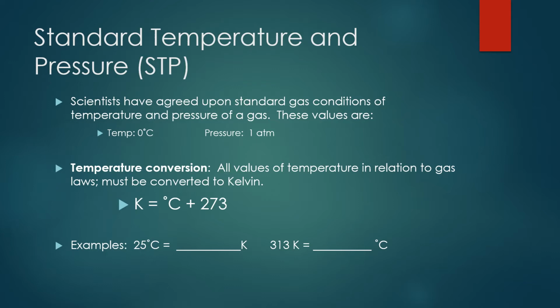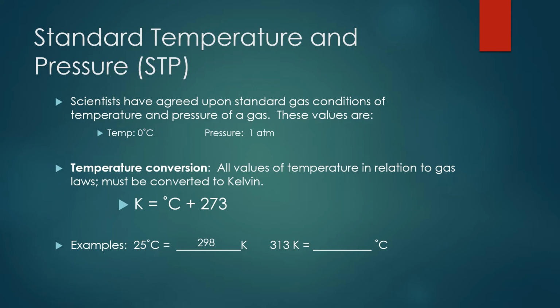Down here we have a temperature conversion because all temperatures in relation to gas laws must be converted into Kelvin. So we're going to do a couple examples to make sure we understand how to do it. In the first example, we have 25 degrees Celsius and we're trying to get to Kelvin. So you take 25 degrees, place it into your equation, and add it to 273. When you do that, you should have come out with 298 Kelvin.